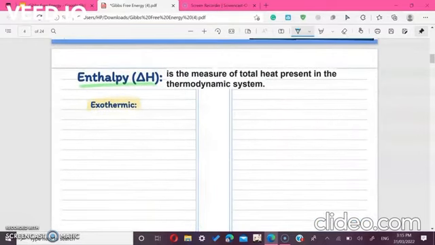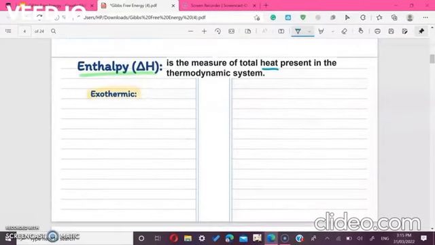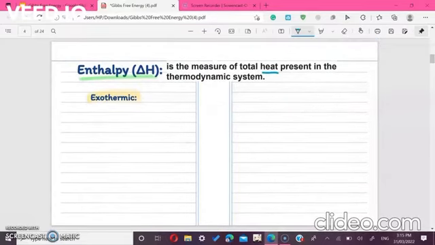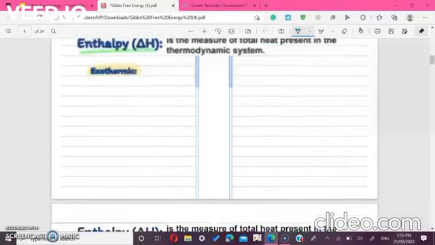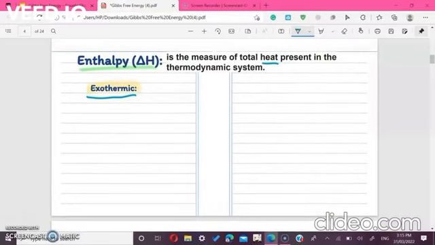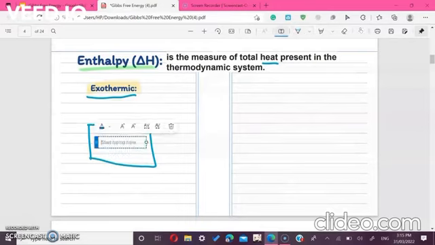Let's start with enthalpy, which is delta H. It is the measure of the total heat present in the thermodynamic system. You might be familiar with 2 types of reactions: exothermic reactions and endothermic reactions. Let's start with exothermic reactions. Here we have a system. This is the system. And we also have surrounding.